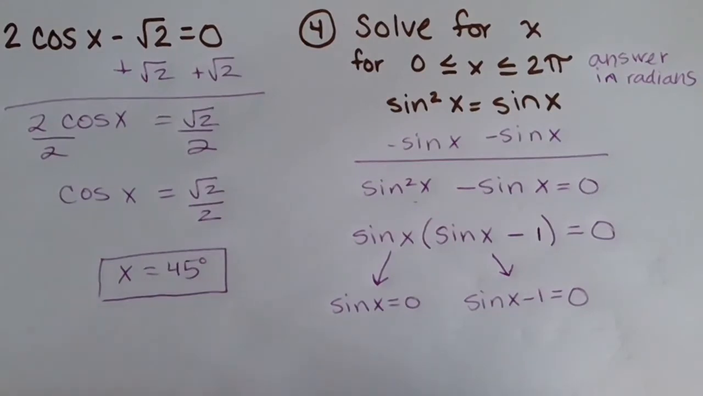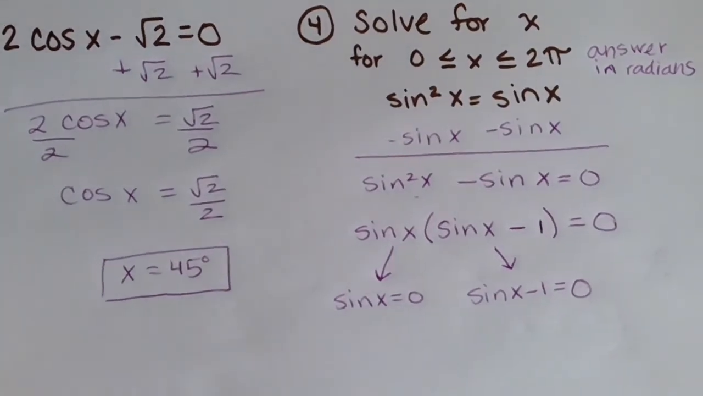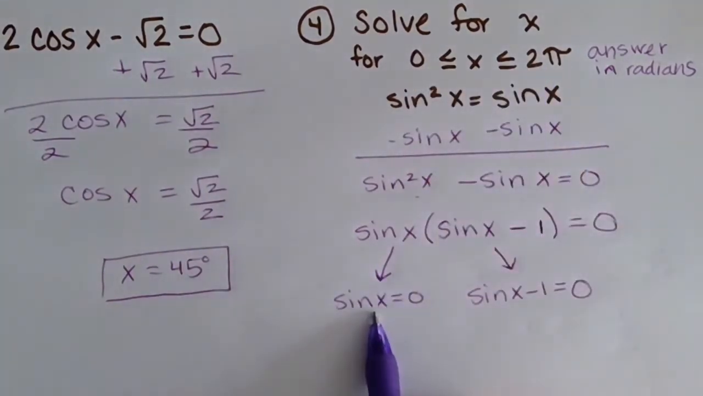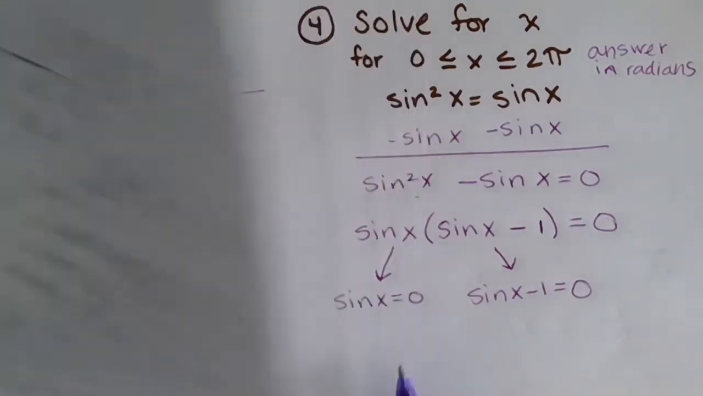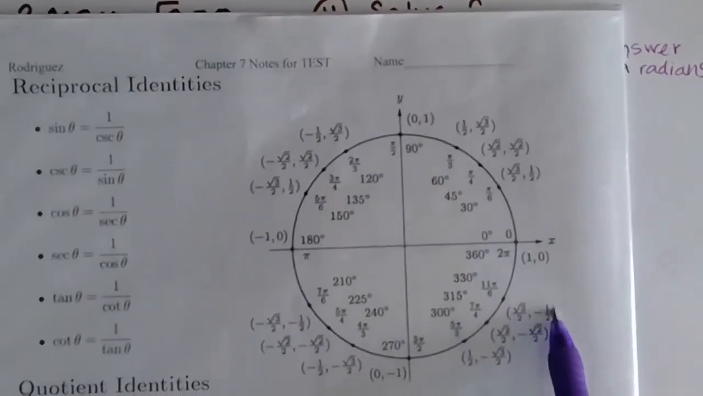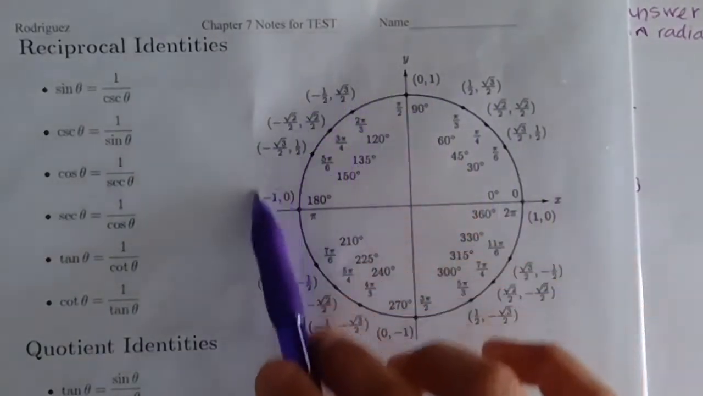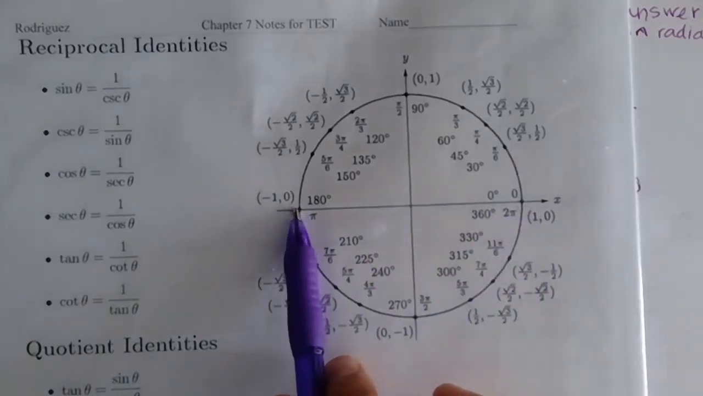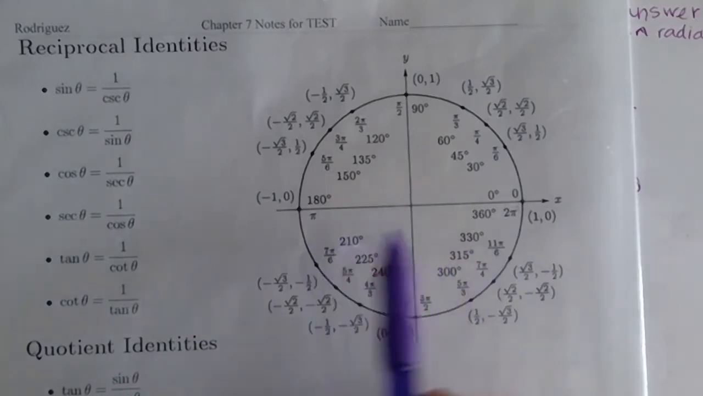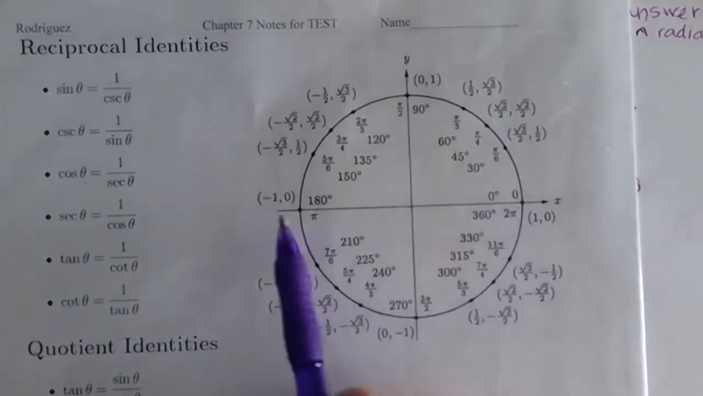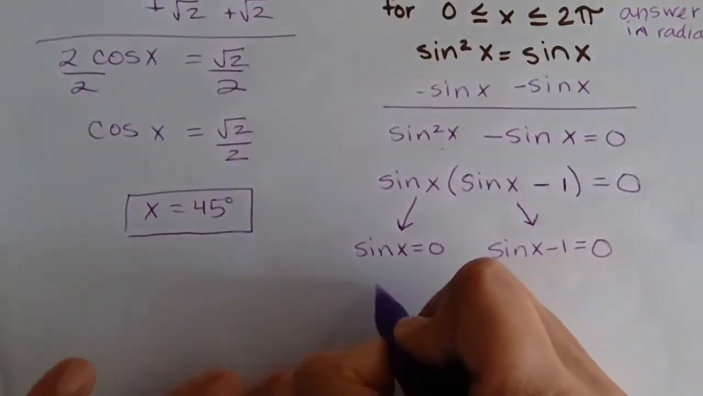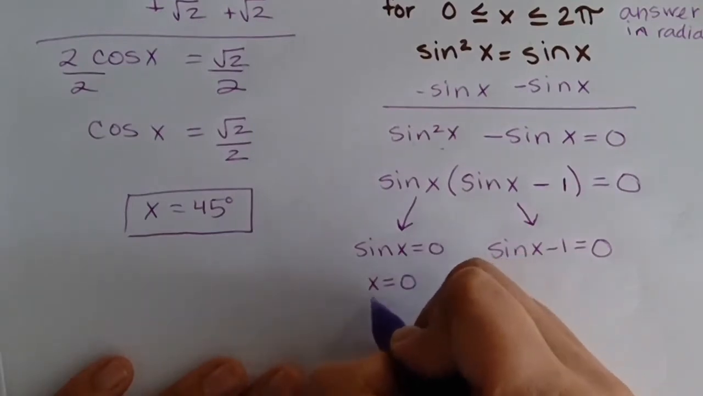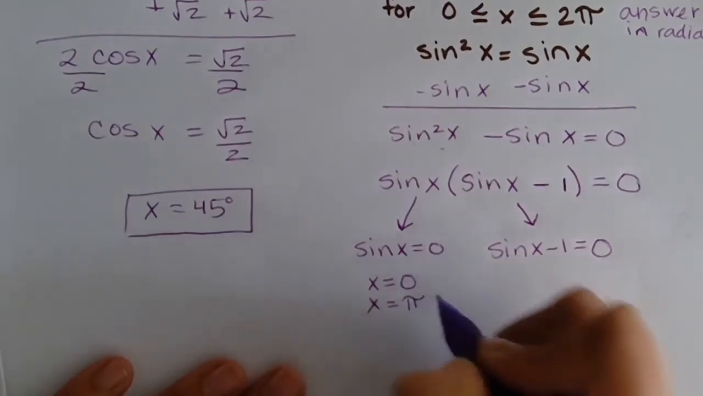So here, you're looking at your unit circle and you're going to say, okay, on my unit circle, where is the sine 0? Oh, okay, the sine is 0 from 0 degrees and 180 degrees. Oh, wait, they didn't want it in degrees. They want it in radians. So 0 radians and pi. So here, you could write it separate or together.